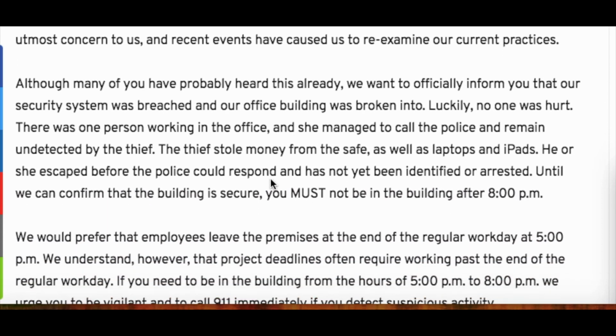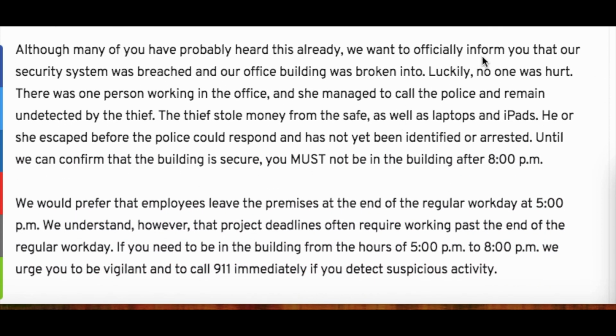Although many of you have probably heard this already, we want to officially inform you that our security system was breached and our office building was broken into. Luckily, no one was hurt. There was one person working in the office, and she managed to call the police and remain undetected by the thief. The thief stole money from the safe, as well as laptops and iPads. He or she escaped before the police could respond and has not yet been identified or arrested. Until we can confirm that the building is secure, you must not be in the building after 8 p.m.